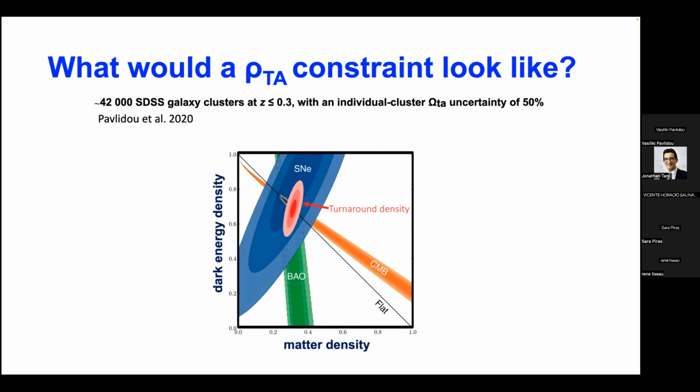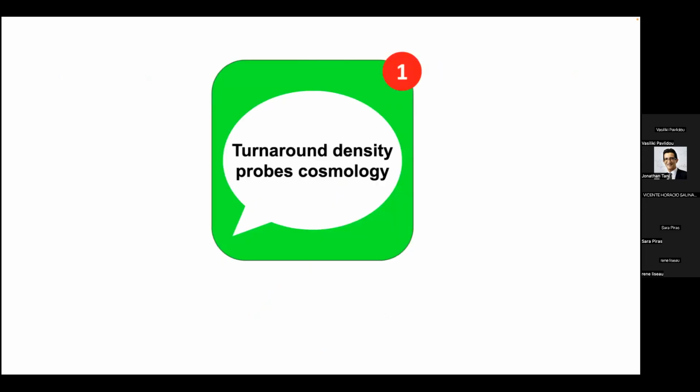It's not a line. It probes both the matter density, because the turnaround density today speaks to the matter density, and it probes the dark energy density, because the way the turnaround density evolves with time probes the presence of dark energy, and that's it. Okay, you just measure this one thing, and you get both parameters for free. So it's really cool. All right, almost done.